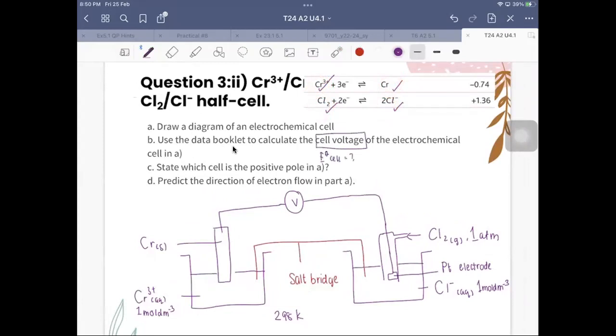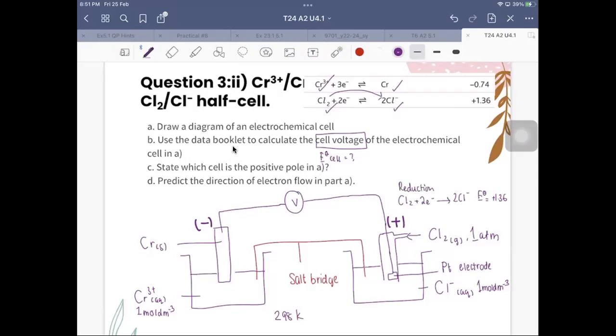Okay, before we can do that, I would like to label our electrodes first. So you can see that the chlorine chloride half cell is more positive than the chromium ion chromium half cell. So that makes your chlorine half cell the positive terminal, and automatically the chromium becomes the negative terminal. And as we all know, on the positive electrode, reduction happens, which is the forward reaction. So we will write it as chlorine plus 2 electrons to form 2 chloride ion, and the electrode potential associated with that is positive 1.36.